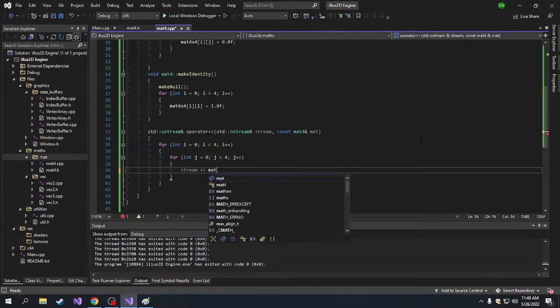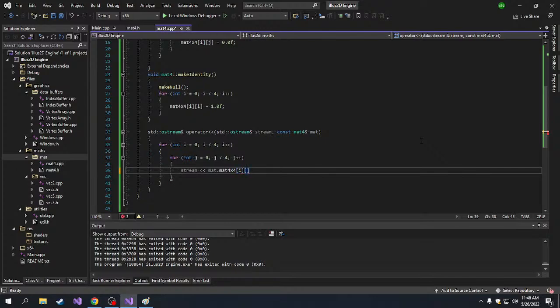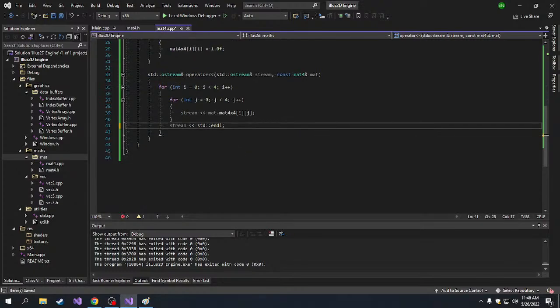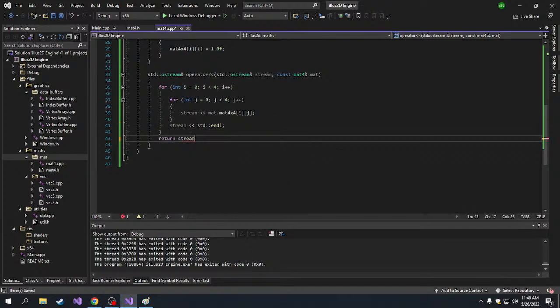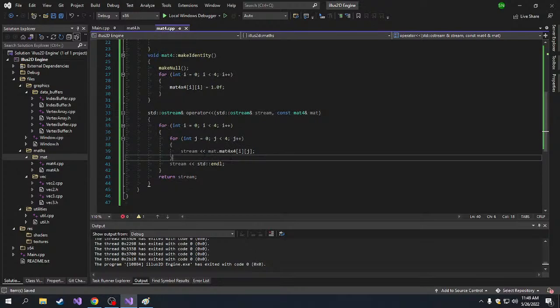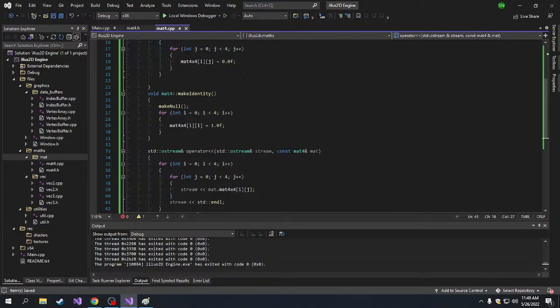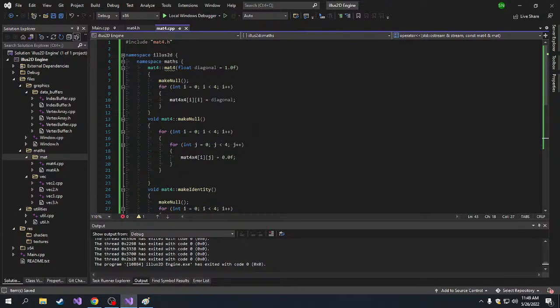So stream mat dot, so first row and the columns, that stream has an end line. For this we'll just return the stream. Basically that's all we're going to do. So we push all of this stuff to the stream, and we get the end line and we return the stream. Cool. Should work. Let's just check it.